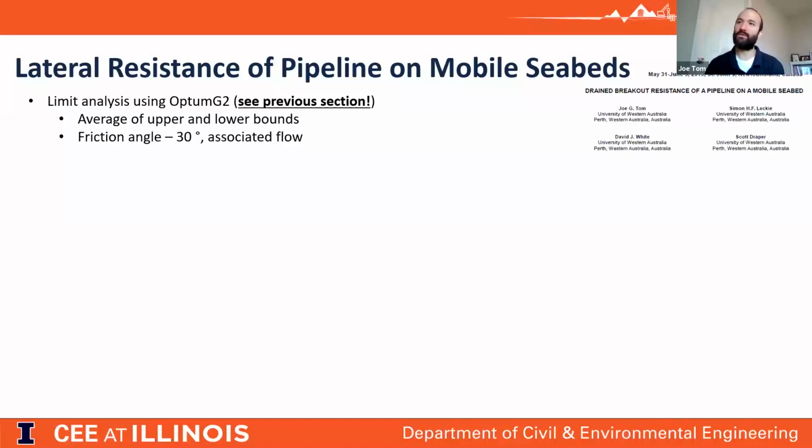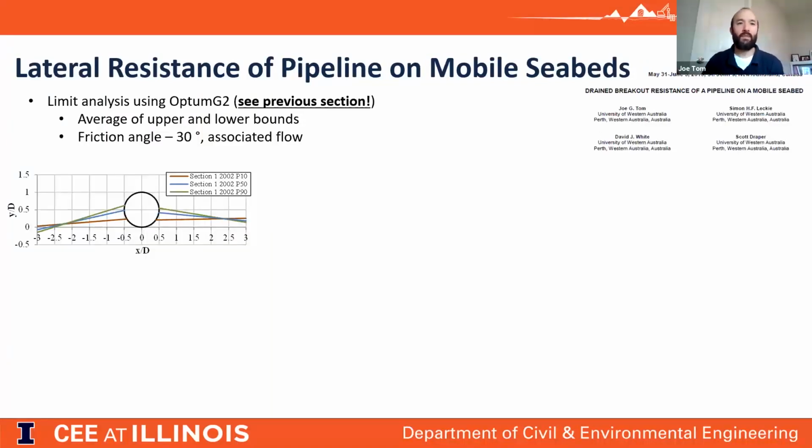So this work was sort of started back in 2015. Here we used OPTUM for limit analysis. We took advantage of the previous section, the talk that we showed, where at operational conditions, limit analysis works well as long as we know the friction angle and the dilation angle and what they should be. Then Simon and I had a look at his data for a particular pipeline section and statistically looked at the cross sections of the seabed profile at positions along the pipeline.